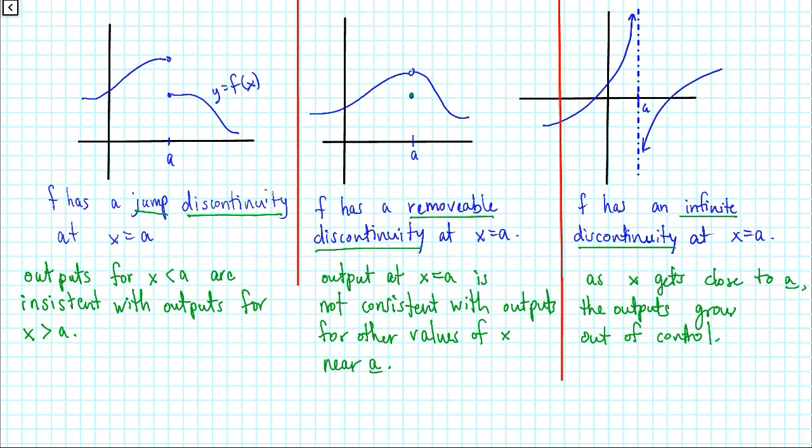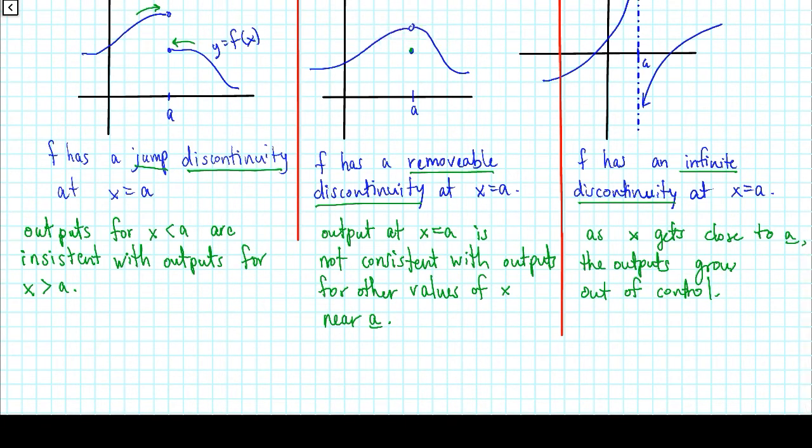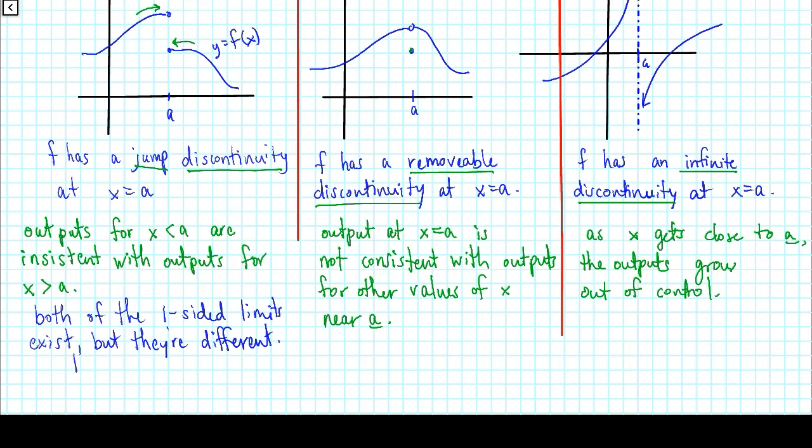When we're talking about limits, we see that the limit coming in from the left is different from the limit coming in from the right. So a jump discontinuity is one where both of the one-sided limits exist, but they're different. Let me write that in words. The limit as x approaches a from the left of f of x exists, and the limit as x approaches a from the right of f of x exists, but they are not the same limit. That is the mathematical description of what we're seeing in the graph.